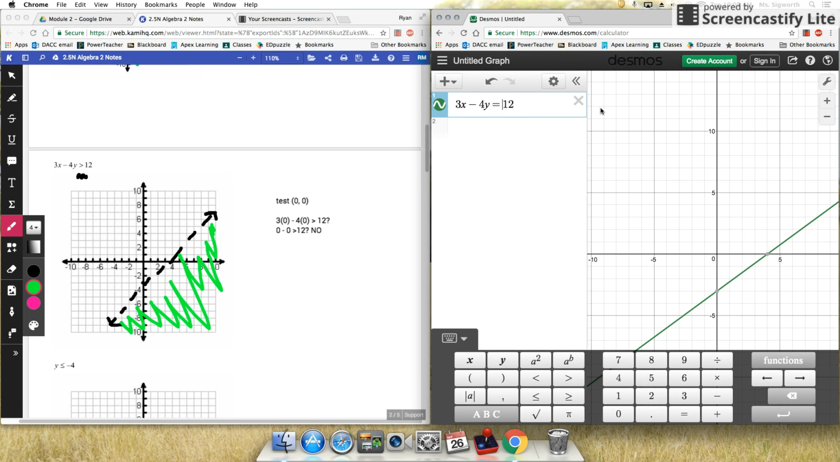We can double check that on here. I'm going to change that equals to a greater than, dotted line. Anything less than that is a solution. All these points in green are solutions.